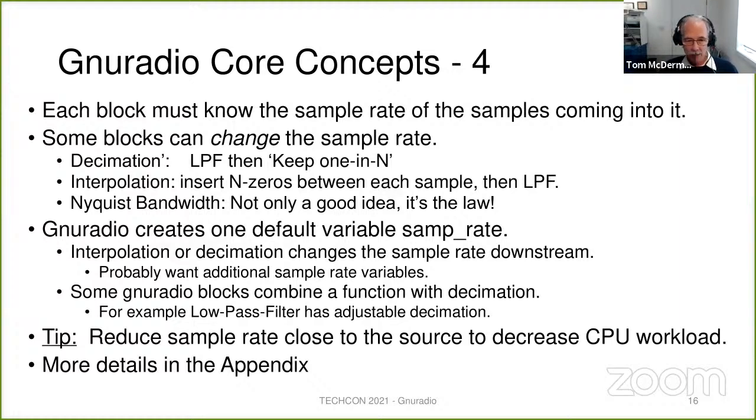Some GNU Radio blocks, for example, the low pass filter, can do both filtering and decimation in one block. And we'll see an example of that in a later flow graph.